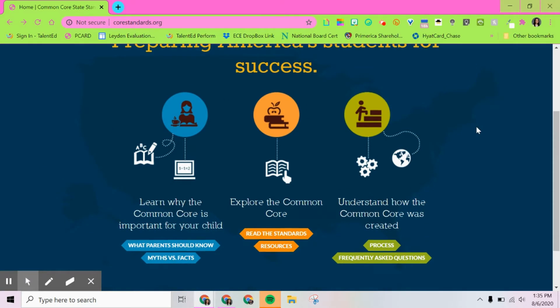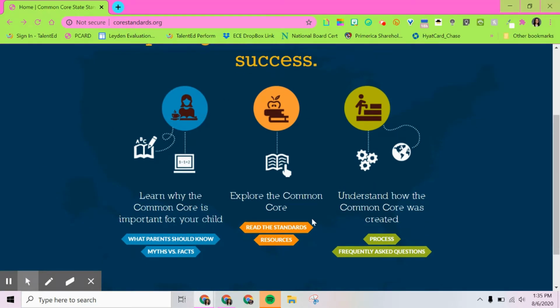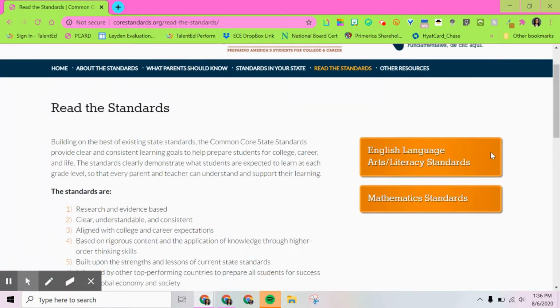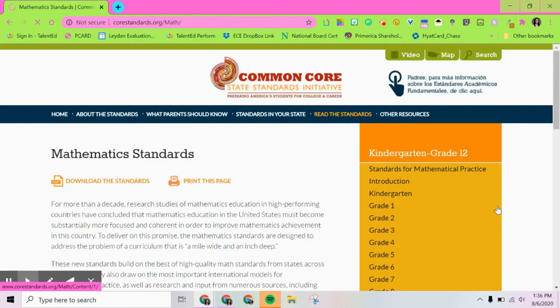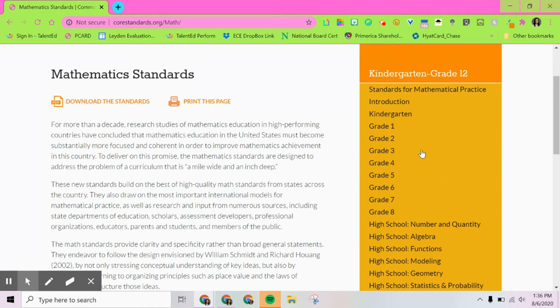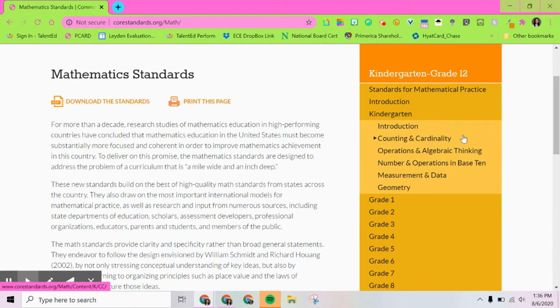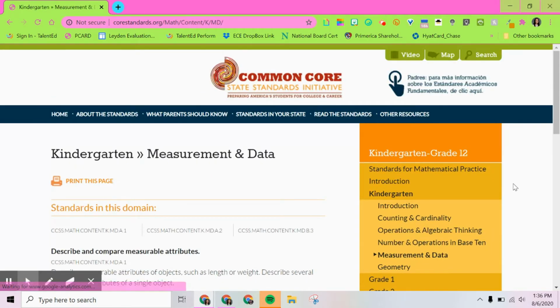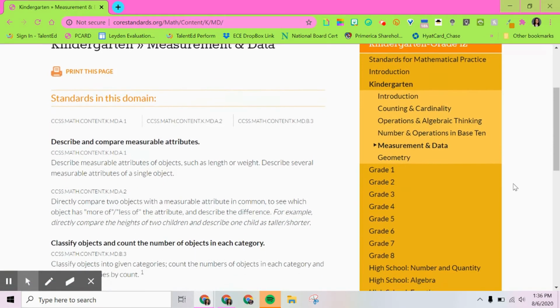The next thing that you're going to need to know how to access and understand is how to read the standards. So you go ahead and click on read the standards, and then we will go with math. Let's pick a grade. We'll go easy, kindergarten, so I know that I will understand it at least, and we'll go measurement. Okay, there are so many out there.